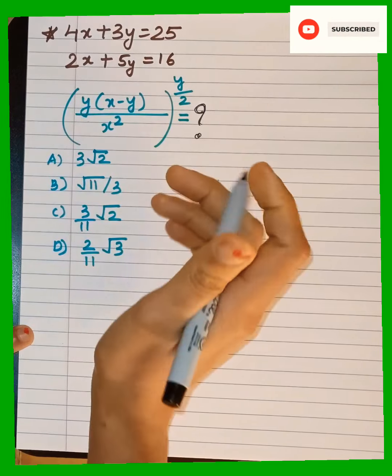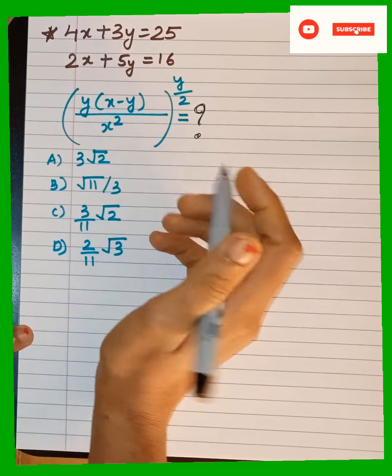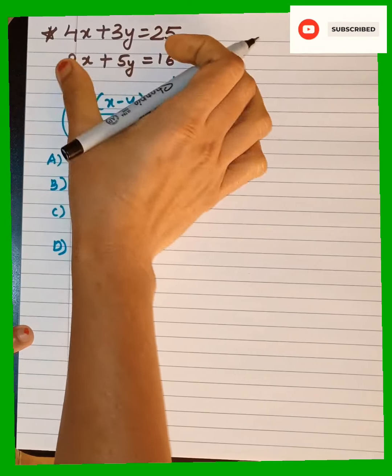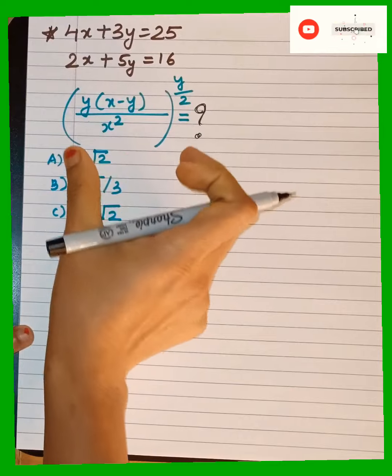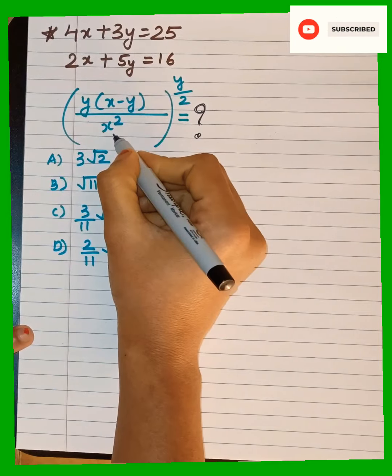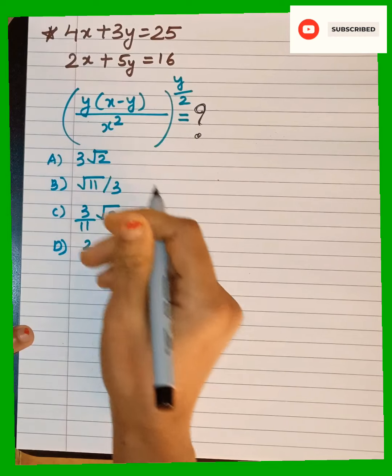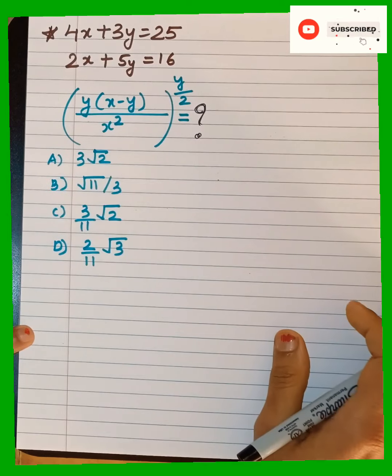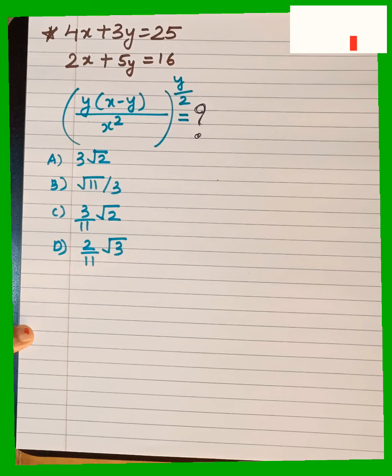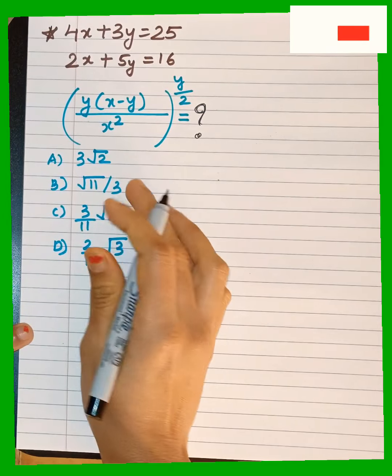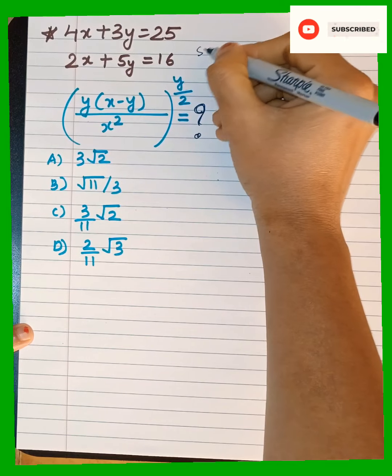So first of all, let's see the question. These two equations are given to us. So with the help of this given part, we need to find out this. Before we find out the value of this, we should know the value of x and y. So first of all, we need to calculate the value of x and y. These two pair of equations, we need to solve it and take out the value of x and y.